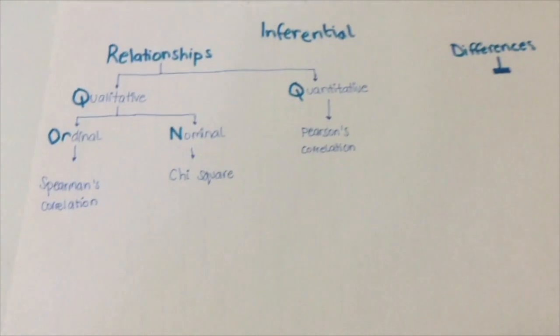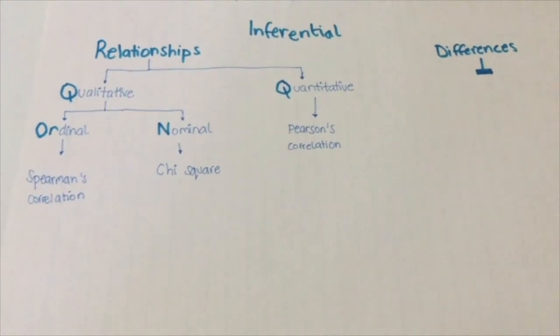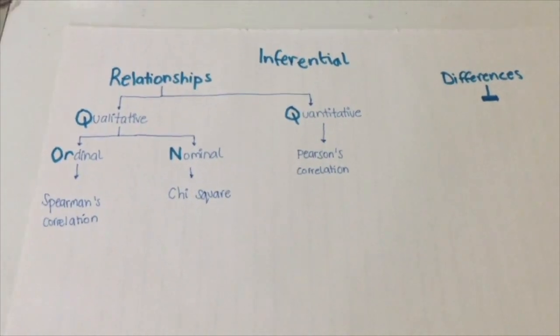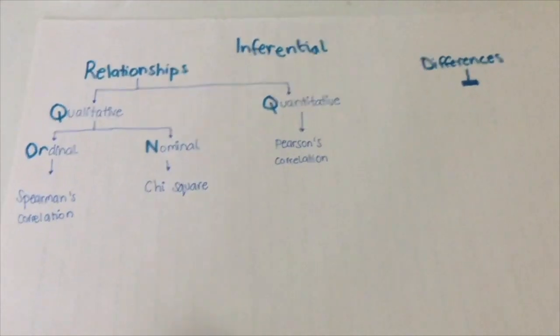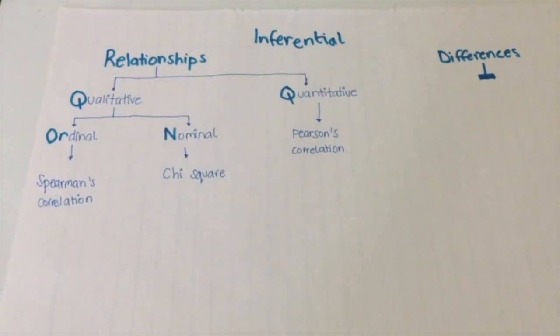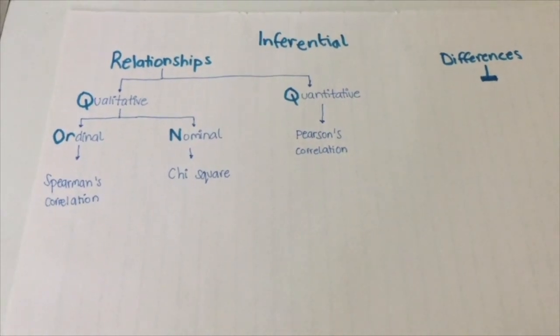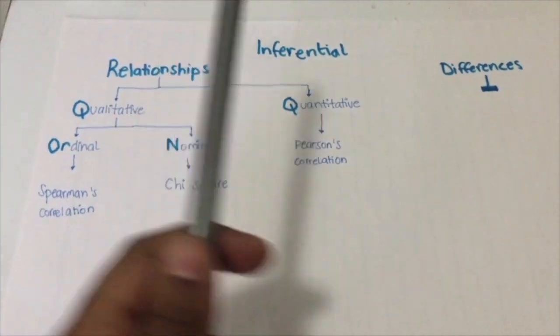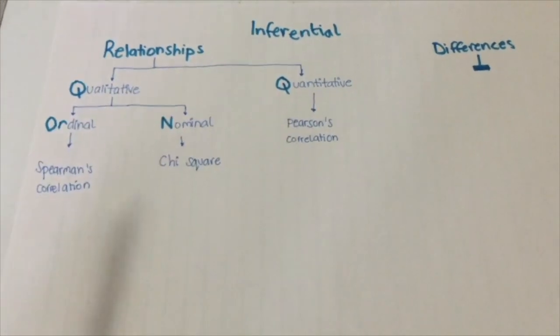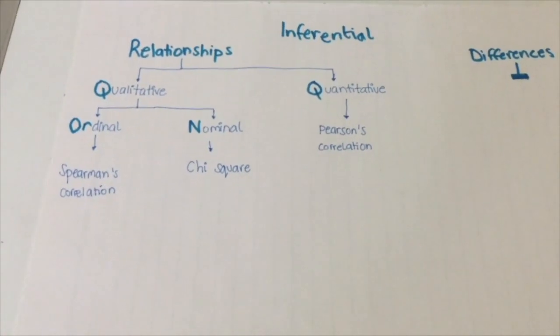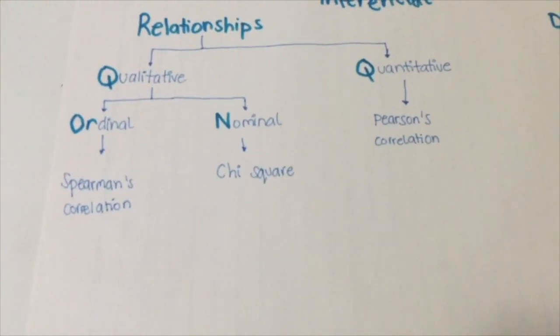So now we're going to be talking about inferential statistics. And inferential is basically when we're talking about comparing stuff. So we're comparing the data to each other. So we've got either there is a relationship or there is a difference. And in this video, we're going to be talking about the relationships and not the differences. So let's go and talk about the relationships.